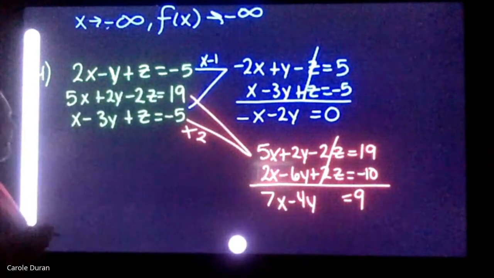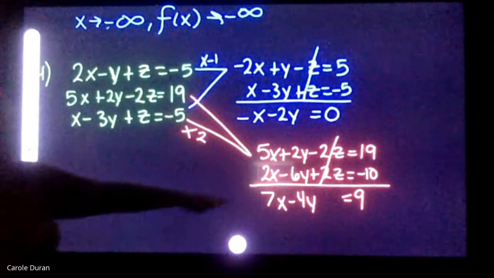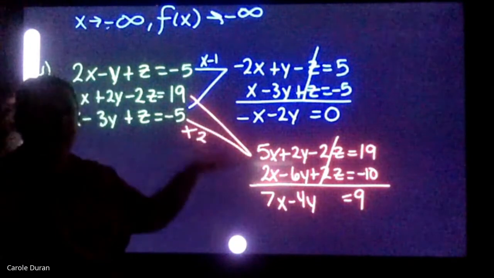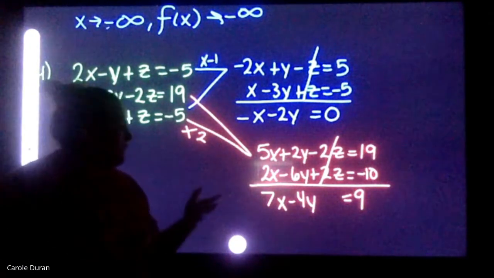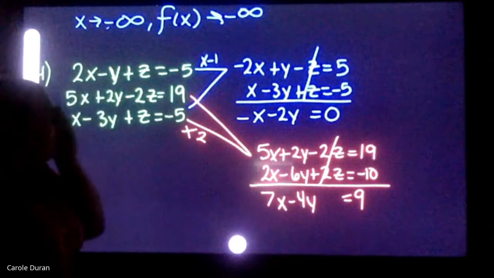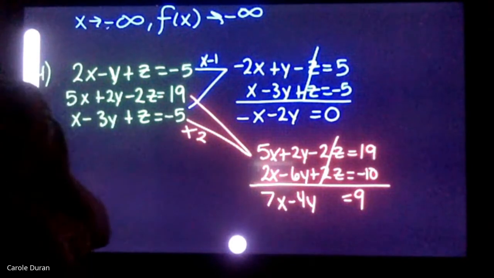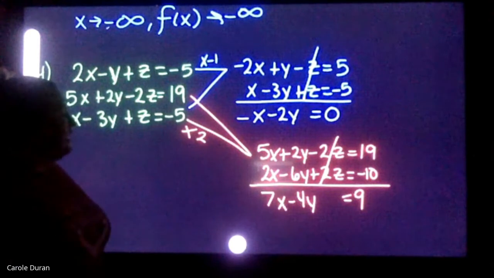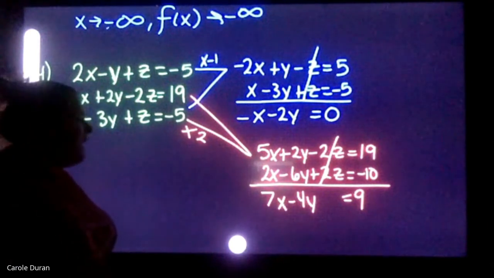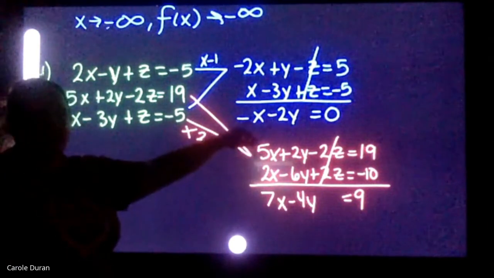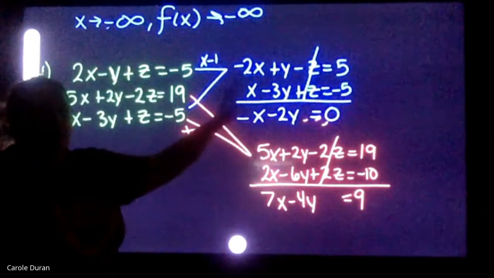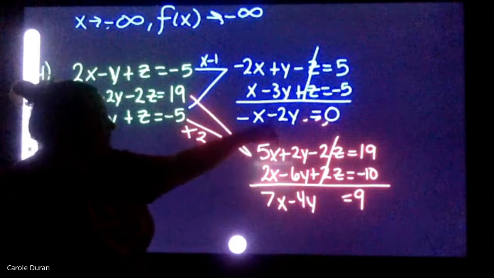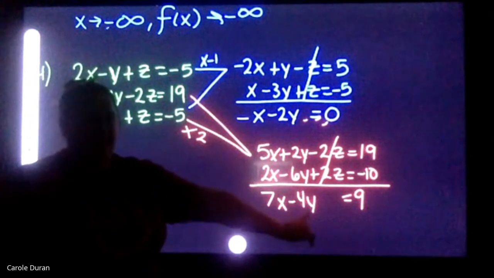What I'm going to do now is take these two equations that have only an x and a y in them, and use elimination to eliminate one of my variables there. So it looks to me like the y might be the easiest one. So to get there, I'm going to multiply this equation right here, the negative x minus 2y equals 0, by negative 2 to make this a positive 4y, which will cancel with this negative 4y right here.